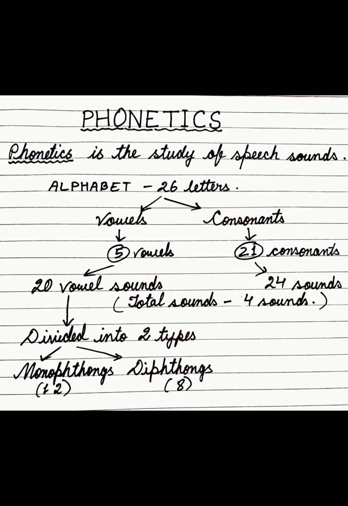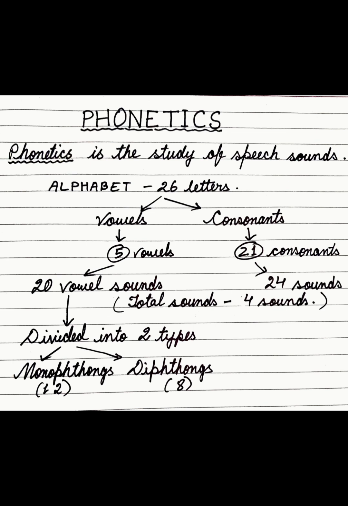Now, let's move to the next part of the chart. Alphabet, 26 letters. Here it is written alphabet, 26 letters. The English alphabet has 26 letters. These letters are from A to Z. Now these 26 letters are divided into groups. Those groups are vowels and consonants.